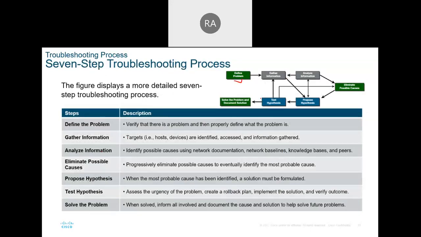Number 1, define the problem. Number 2, gather information. Number 3, analyze information. Number 4, eliminate possible causes. Number 5, propose hypothesis. Number 6, test the hypothesis. Number 7, solve the problem and document the solution. So what are we trying to do?